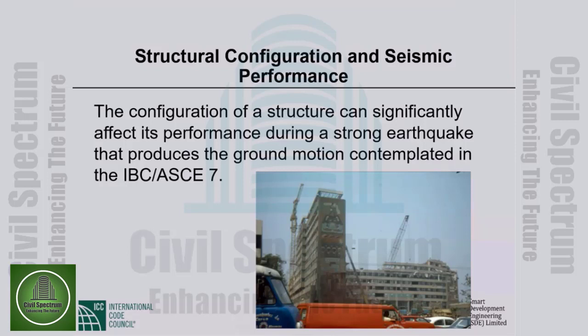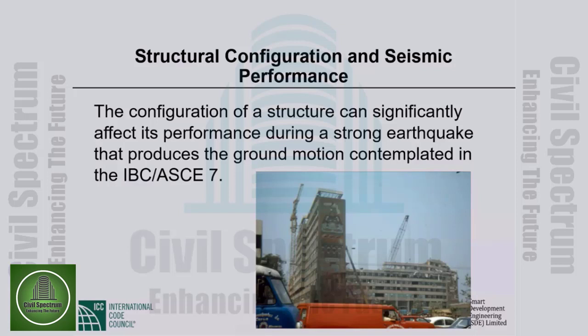The configuration of a structure can significantly affect its performance during a strong earthquake that produces the ground motion contemplated in IBC, ASC 7 or BNBC 2020. I showed you this building out of Mexico City, 1985 earthquake. The building housed telecommunication equipment, and the damage to the building meant that Mexico was cut off from the rest of the world for quite a while.